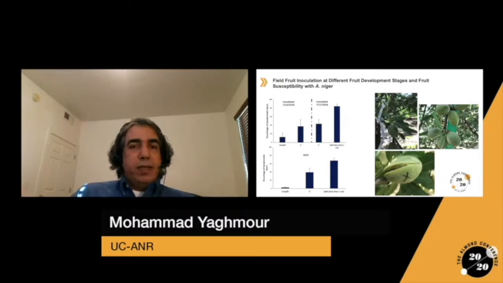Why are we looking at the most susceptible stage? It's important to understand that Aspergillus and Rhizopus are wound pathogens. So the hull split stage is the most susceptible one when it comes to those two pathogens. And thus, if we are using chemical control, we have to know that these are the stages that we would like to protect from the fungus.